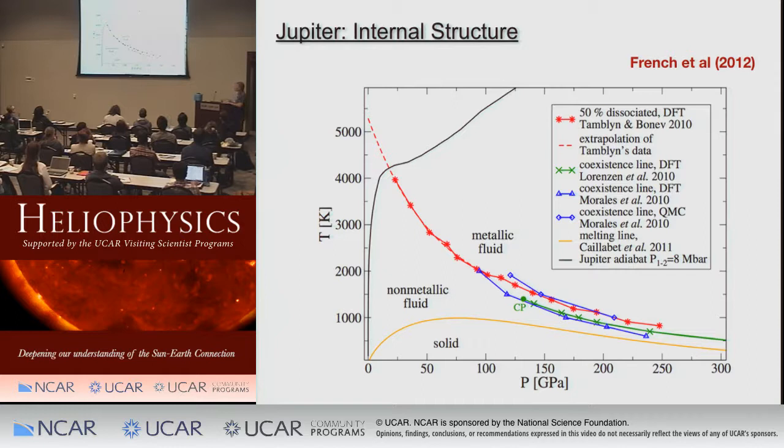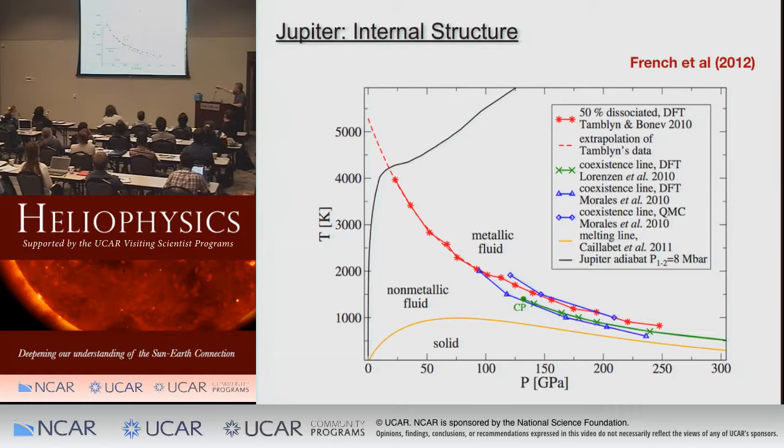Internal structure. This is a phase diagram for hydrogen, temperature versus pressure. If the pressure and temperature are high enough, this is where it behaves as a metal, a high electrical conductor. Here's where it's non-metallic. So if you pick a pressure and go down in temperature, it goes from a metallic fluid to a non-metallic fluid, and for reasonably low temperatures and high pressures, it actually can form a solid.